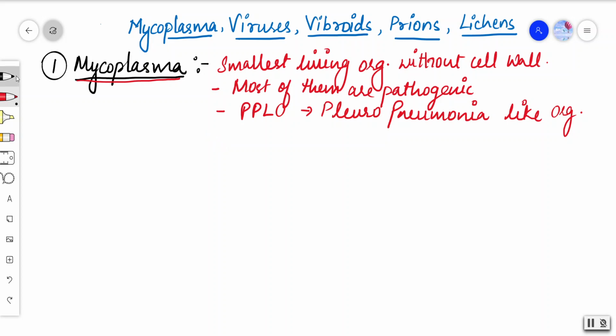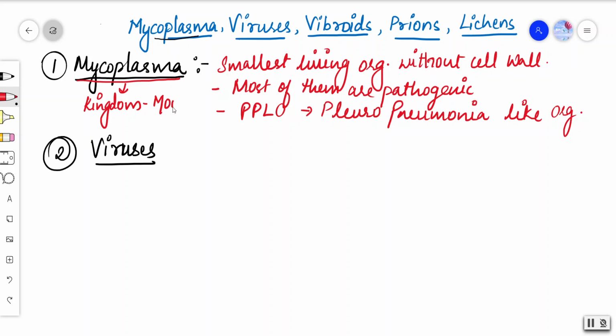Okay, moving towards the next, that is viruses, the most interesting one. And out of these five, only Mycoplasma is the living organism which gets placed in some kingdom, and it is placed in Monera. Okay, let me write it down now. It is placed in Kingdom Monera.